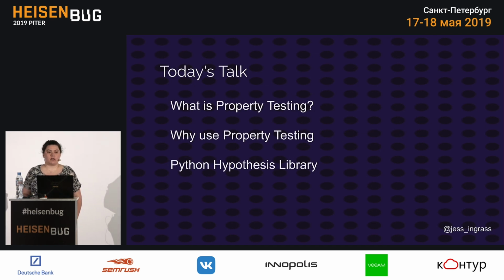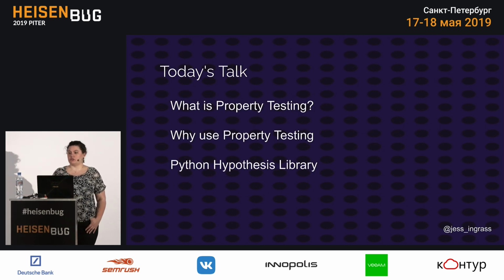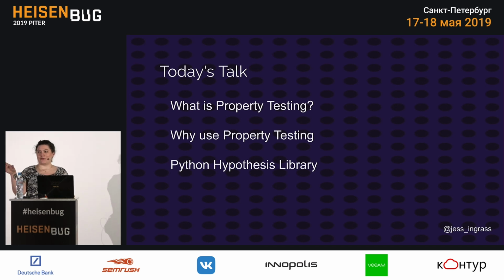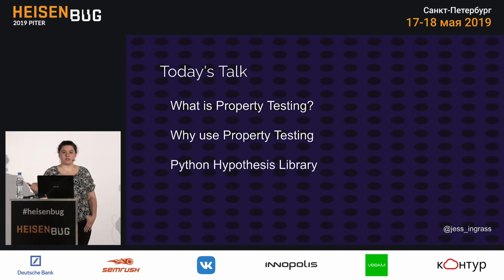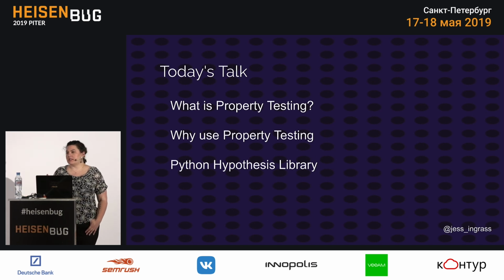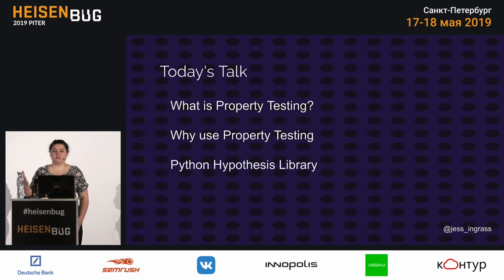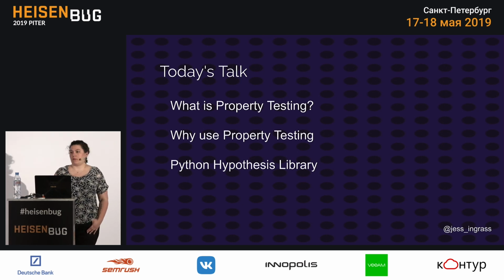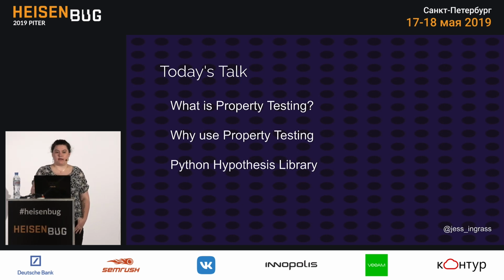So today's talk is an introductory talk. So you saw the little smoothie on the program, and this is an intro talk to property testing. What is it? Why would you use it? And then how can you use the Python hypothesis library in order to create property tests with structured random data?